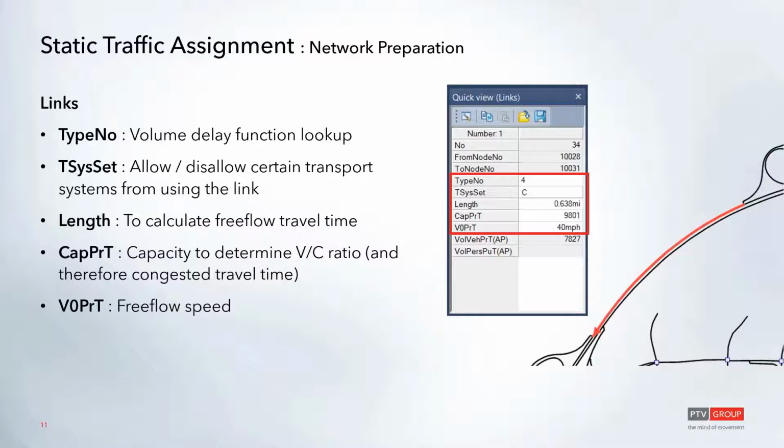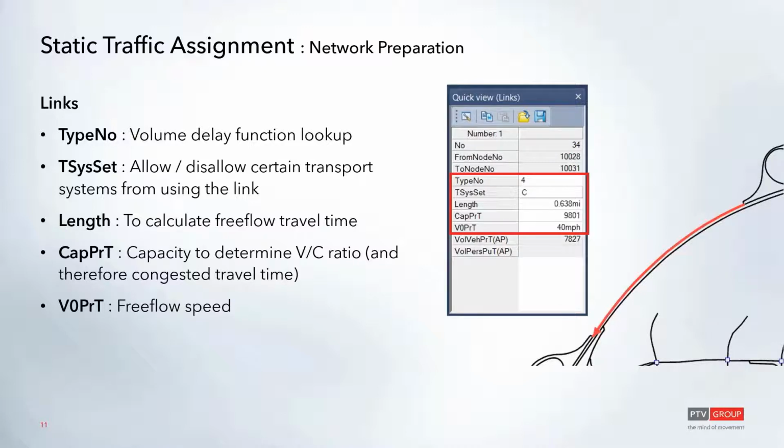And then also on links, this is where that TSYS set is allowed. So this is where you can choose which transport systems can travel over all of your links. For example, you might have a one-way road, so you'd want to turn off those transport systems. Or if you had a car-only road or a bus-only road where you wanted to set that to certain modes, you can do that all through that TSYS set attribute.